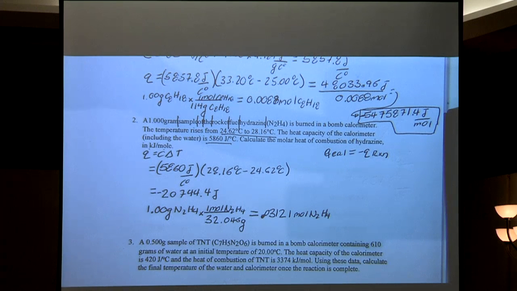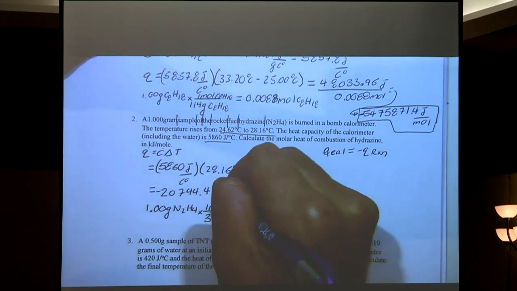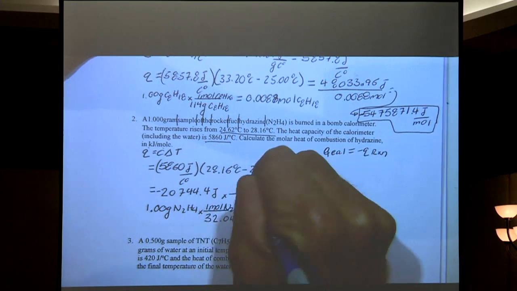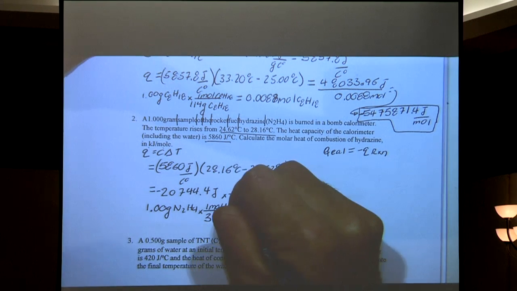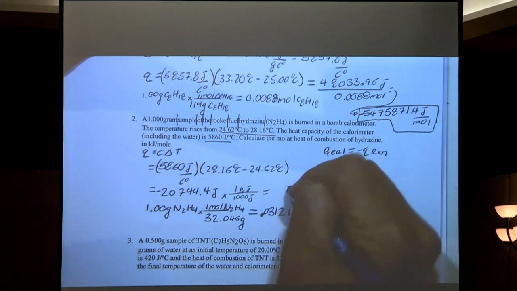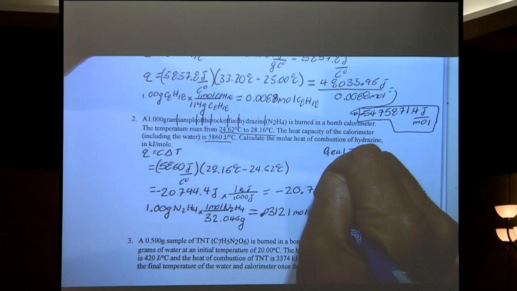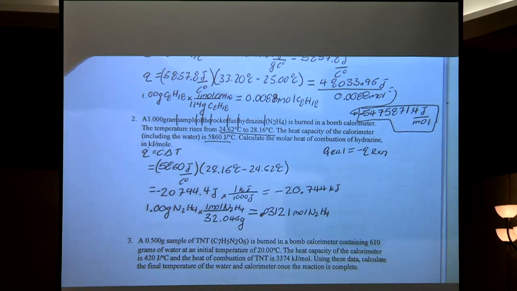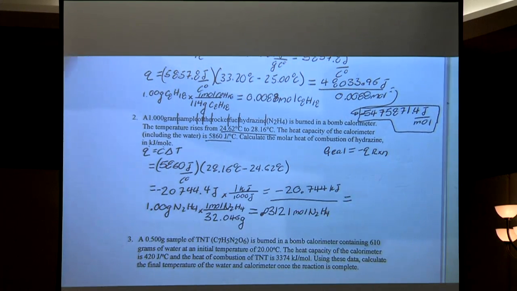We want it in kilojoules per mole. Let's get it in kilojoules first. In order to convert this to kilojoules, what has to be on the bottom? 1,000 joules to 1 kilojoule, which equals minus 20.744 kilojoules. And I want kilojoules per mole, so I'm going to divide kilojoules by moles, and I'm going to get my kilojoules per mole.